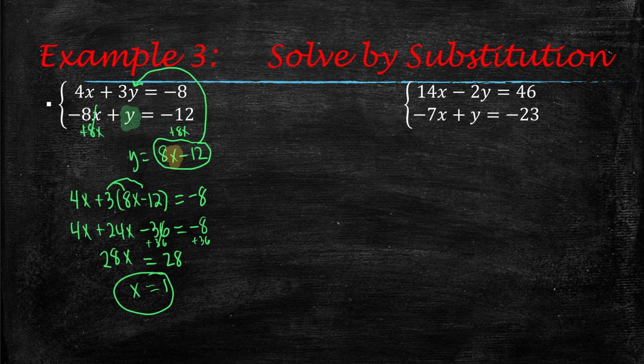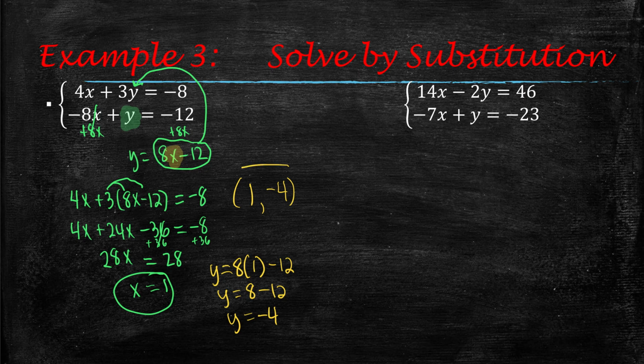And really, you can use either one, but it's just easier to substitute it in there. So you're going to have y equals, let me change that back to a pen. You'll have y equals 8 times that x value that you just found of 1 minus 12. So that's going to be 8 minus 12, which is negative 4. So your solution is the x value 1 and your y value negative 4. Okay, let's move on to this next one.